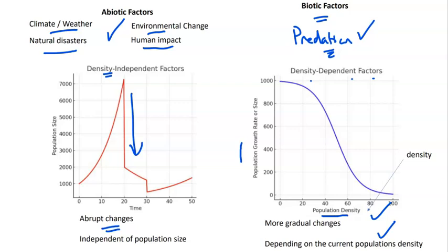So they have two different types of effect: abrupt changes from abiotic, density independent factors, and more smoothed out transitional changes where we have biotic, density dependent changes in the population.